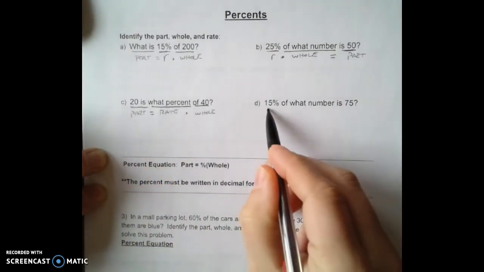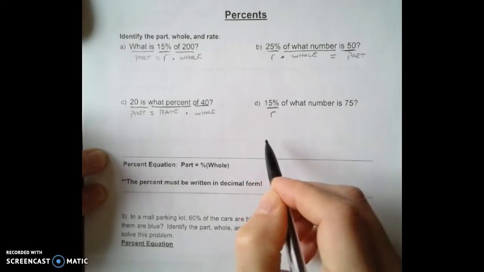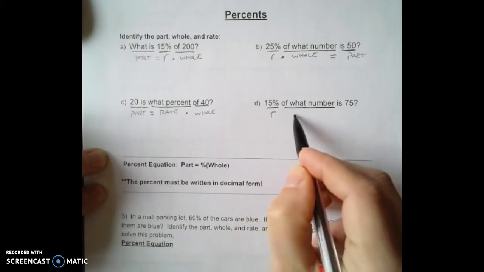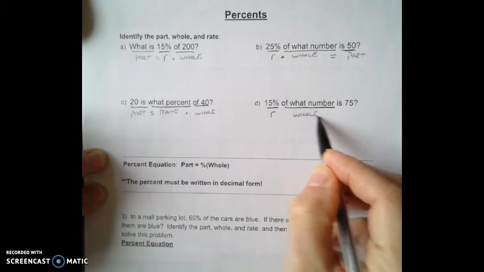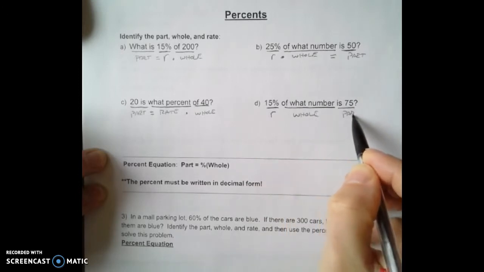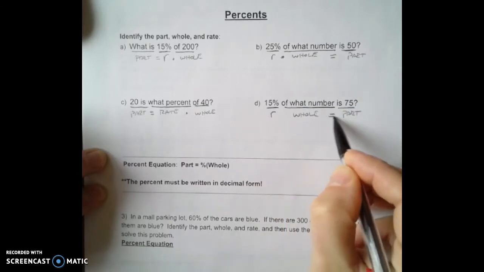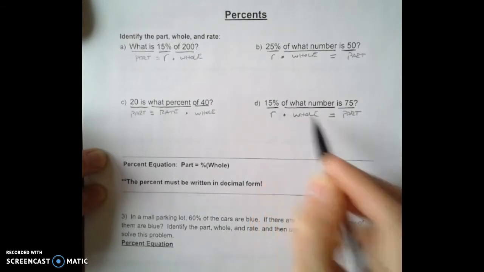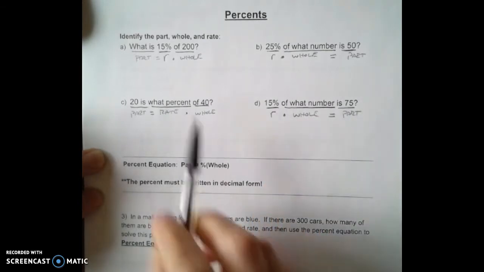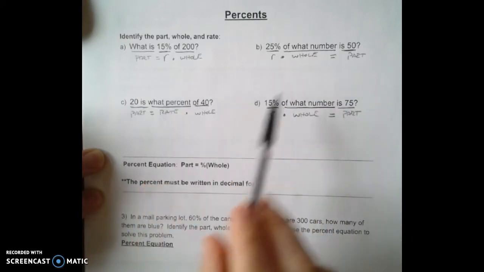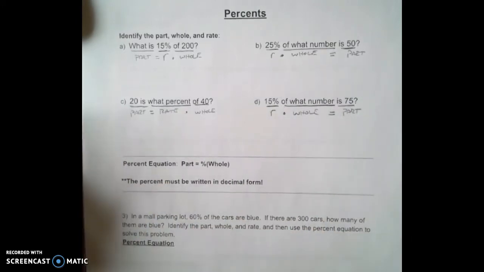And in the last example, 15%, which is our rate, of what number? Of is attached to the whole, is 75, so that's going to be the part. 75 is going to be equal to 15% times some number. And notice that I've set all of these problems up the same way. Part is equal to the rate times the whole value.